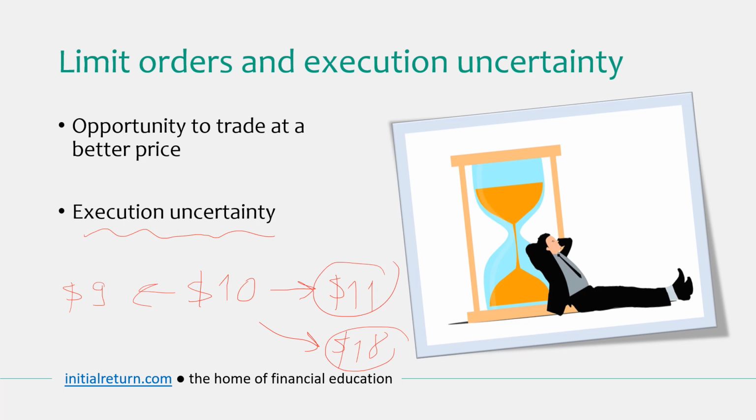So this is the downside of limit orders. They give you an opportunity to trade at a better price, but there's a risk that your order may never be executed, or there's uncertainty over how long it will take for your order to be executed.